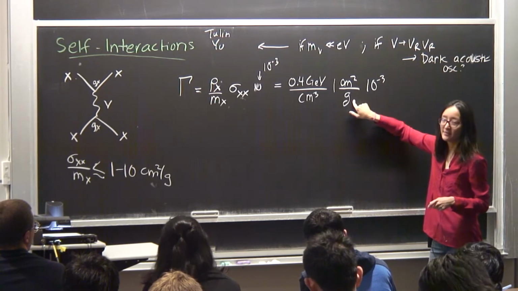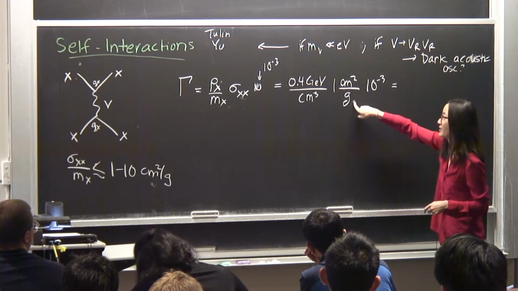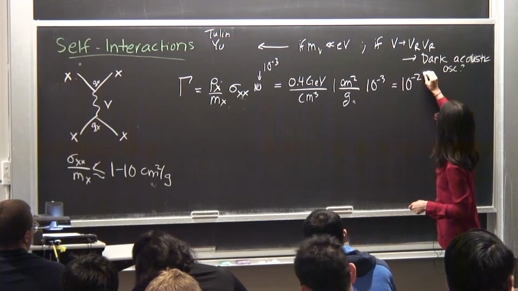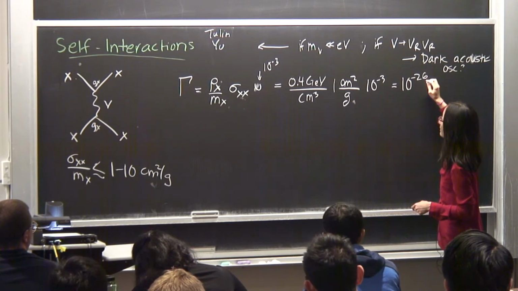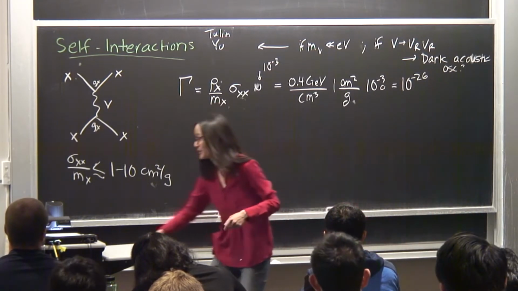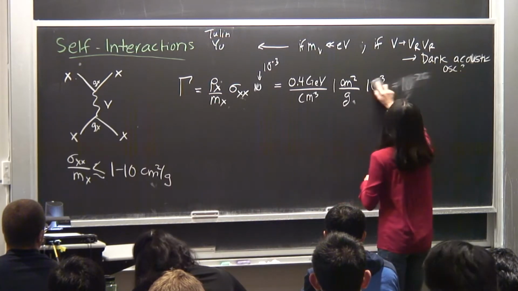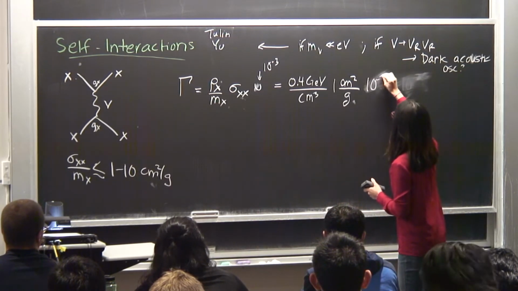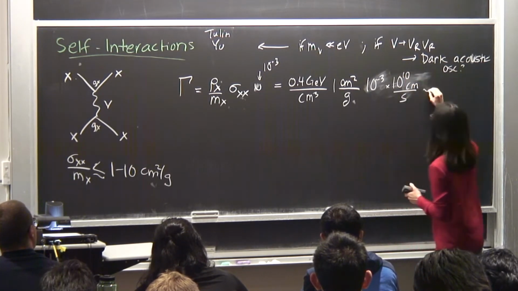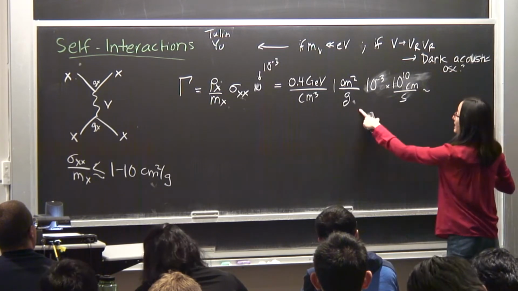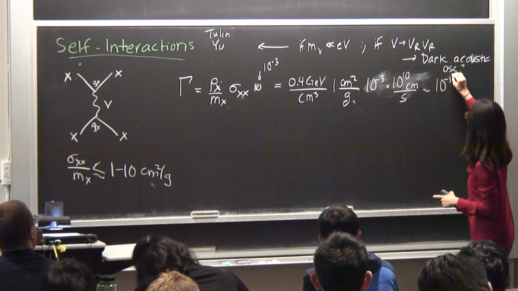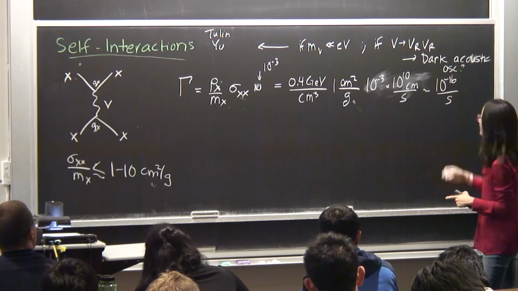A gram in GeV is about a mole, so we get 10 to the 23 here, and get about 10 to the minus 26. Sorry, I need to restore my units here. My velocity is 10 to the minus 3 in units of c, so I have another 10 to the 10 centimeters per second. So I get 10 to the minus 26 from here, and another 10 to the 10 here, so I get 10 to the minus 16 per second.